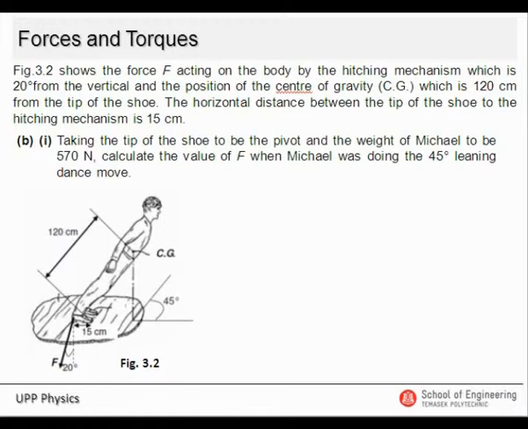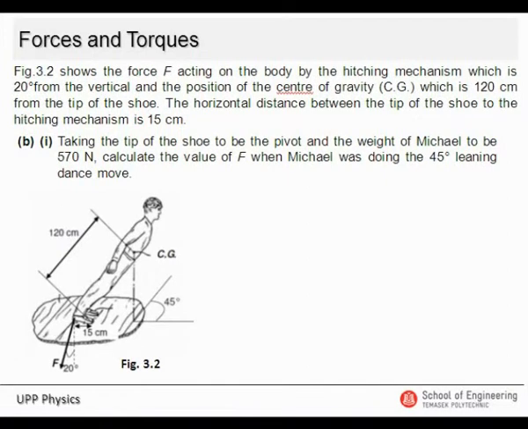Taking the tip of the shoe to be the pivot and the weight of Michael to be 570 Newton, calculate the force F when Michael was doing the 45 degrees leaning dance move. Now how should we proceed to solve this question? Let's look for hints given in the question. One obvious hint is take the tip of the shoe to be the pivot. This means that we will have to use the principle of moments to solve this question.